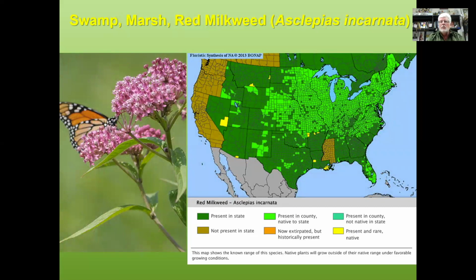The other one, which is very commonly used by monarchs, is swamp, marsh, or red milkweed, found in about the same range, a little bit broader. This is one which does not get as tall, and it also prefers a little bit wetter feet. So if you have habitat, particularly riparian buffers, or even a rain garden, where it's going to be a little bit wetter, marsh milkweed is a good choice. It often only gets about 4, maybe 5 feet tall maximum, but it is a very hardy species that does well in a variety of habitats.